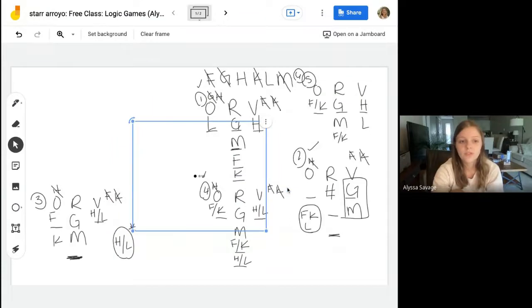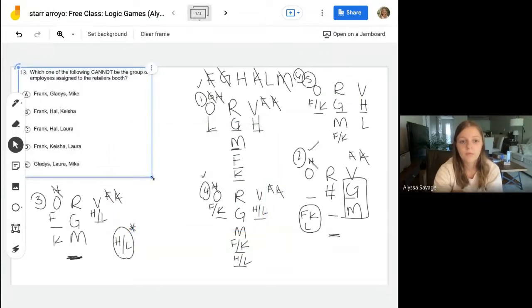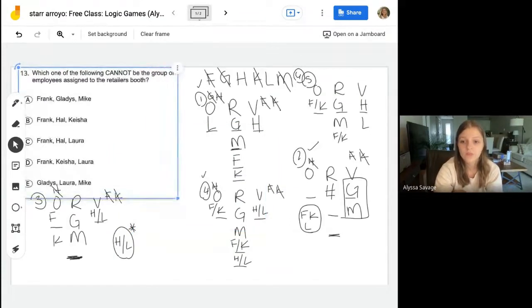A lot of people struggle with remembering what the difference is between could be true and must be true. Thankfully, well, it's kind of a double-edged sword. Those are the majority of the questions in logic games, is could be true and must be true. But that's also good because then you have a number of different games to practice that on.